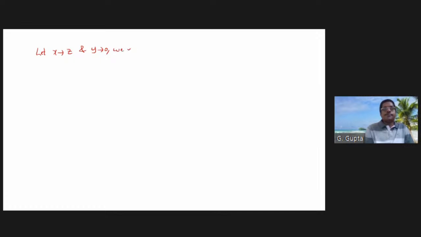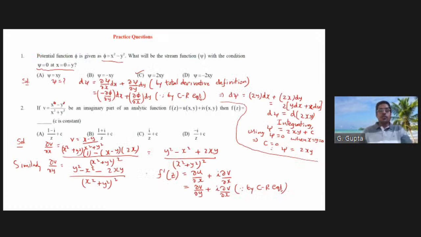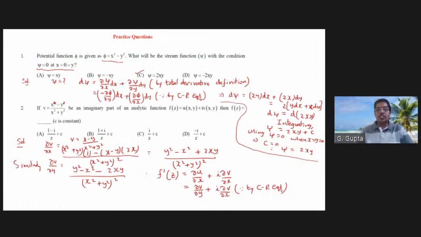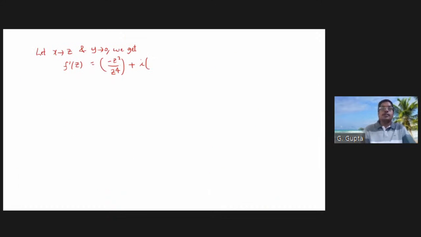We get f dash z is equal to, the first bracket is dou v by dou y. So in this dou v by dou y, y square 0 minus z square by z square whole square, denominator is z power 4, plus I times dou v by dou x. In the above dou v by dou x, putting y as 0 and x as z, you will be getting the same again, minus z square by z power 4. So minus common, 1 plus I common. After cancelling z square, it becomes z power minus 2.